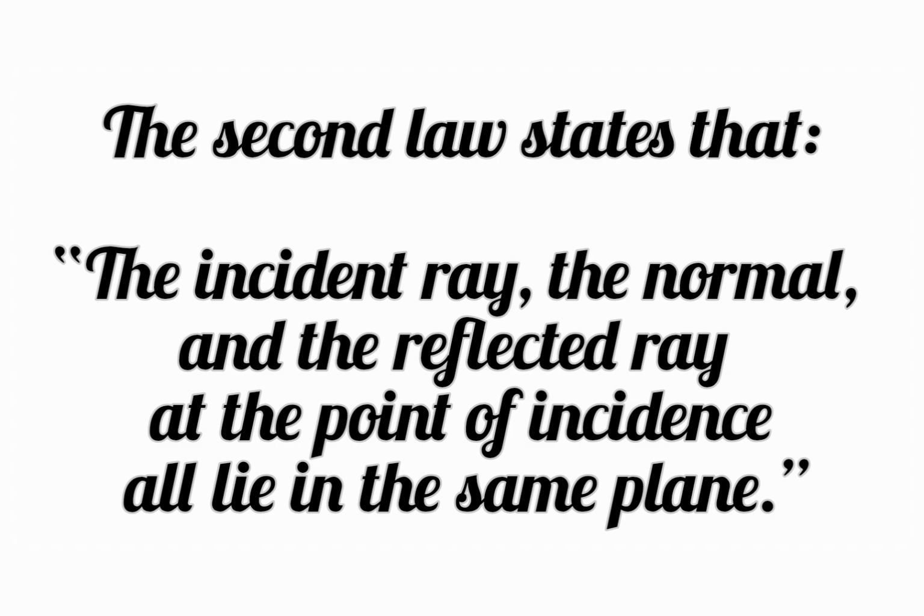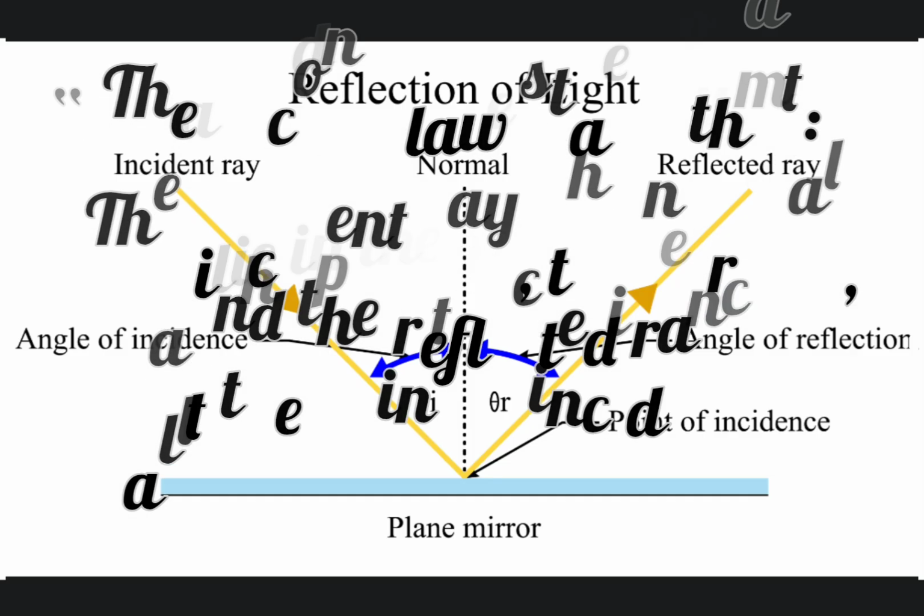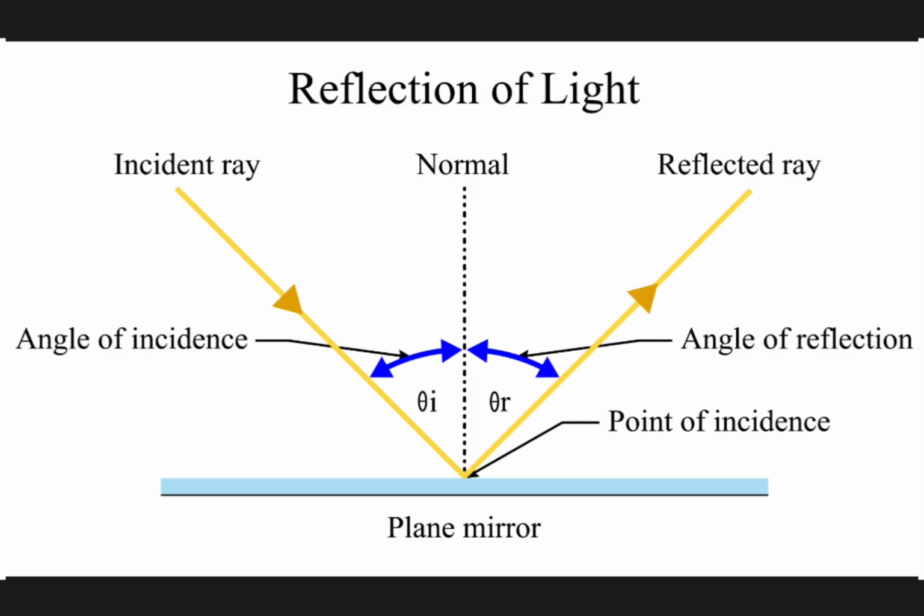So let us understand this statement first. You already know the point of incidence, right? It is the point where the incident ray hits the surface of the mirror. From this point, the reflected ray comes out after reflection. At that same point, we draw the normal, that perpendicular line. So this normal, incident ray and reflected ray all lie on the same plane. So we can say the incident ray, normal and reflected ray all lie on the same plane. This is the second law of reflection.